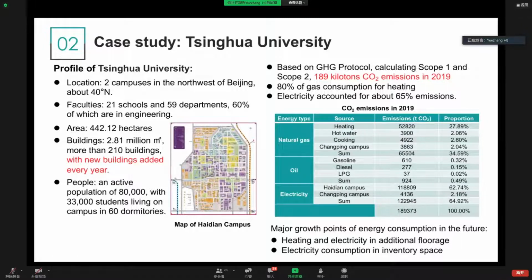Tsinghua University is located in Beijing, China. It has an active population of more than 80,000, which is a large energy consumption group. And based on the greenhouse gas protocol, we calculated scope 1 and scope 2 emissions in 2019. As the table shows, electricity accounted for nearly 2/3 of the total emissions. And based on investigation and the university future plan, we concluded the two major growth points of energy consumption in the future are heating and electricity in additional storage and electricity consumption in inventory space.